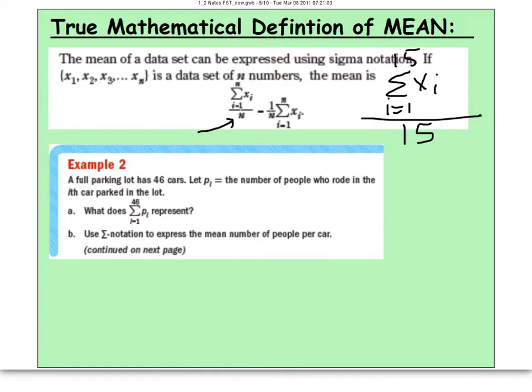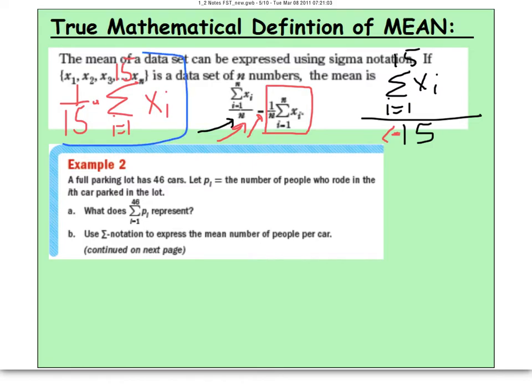Now that's one way to write it, but notice this formula has a second part to it. If you wanted to, instead of having n on the bottom of the fraction, you can pull it out. This 15 here can come out, and I would write 1 over 15 times the sigma notation which says add from 1 to 15. This formula and this one mean exactly the same thing.